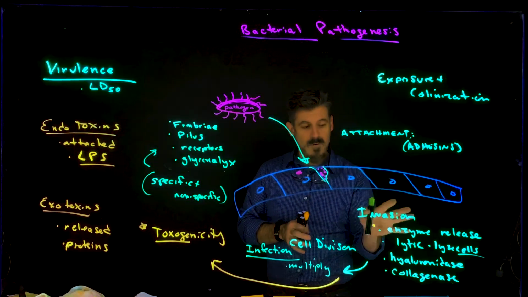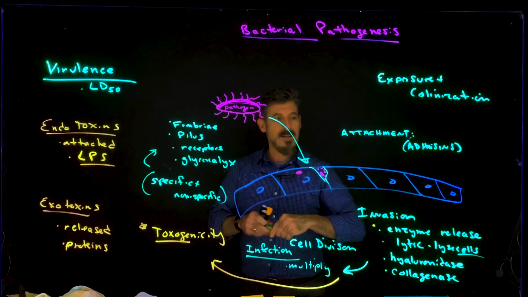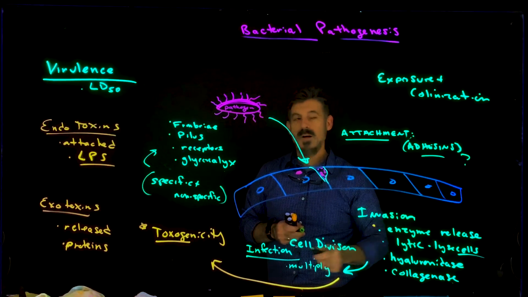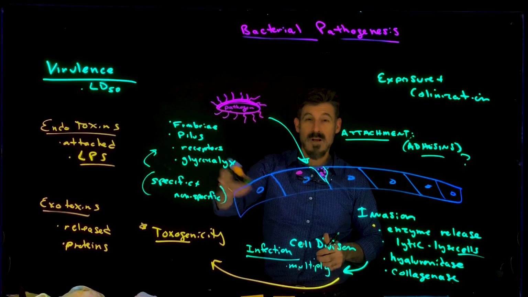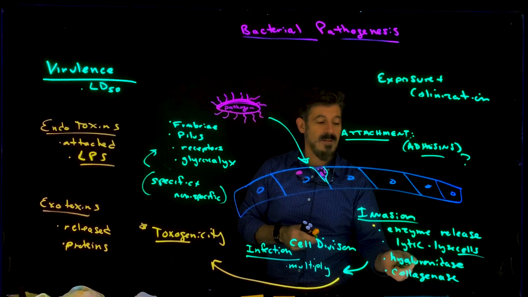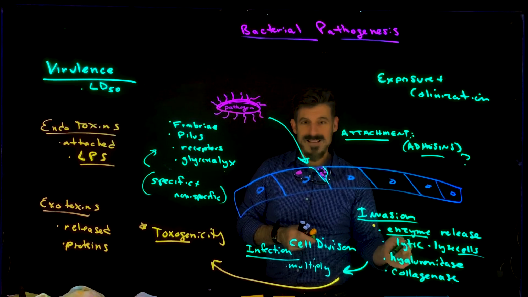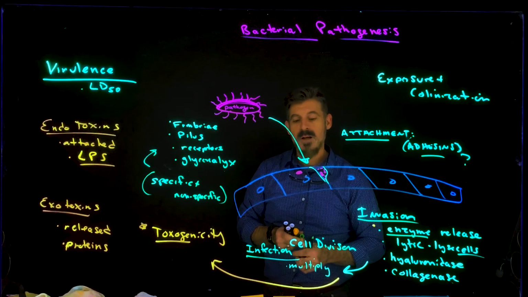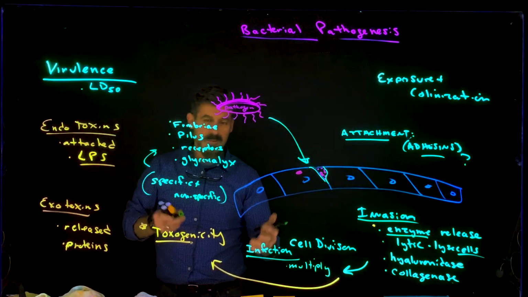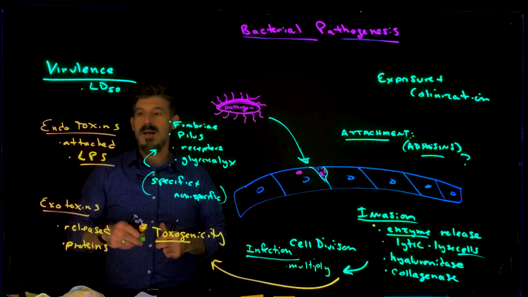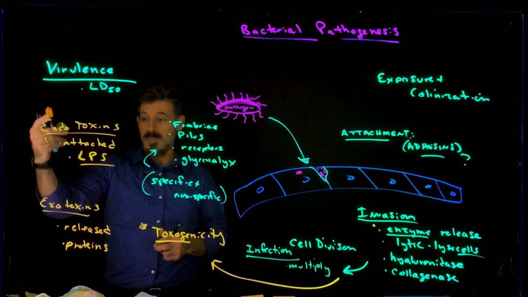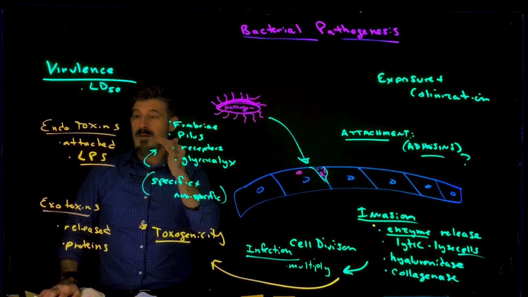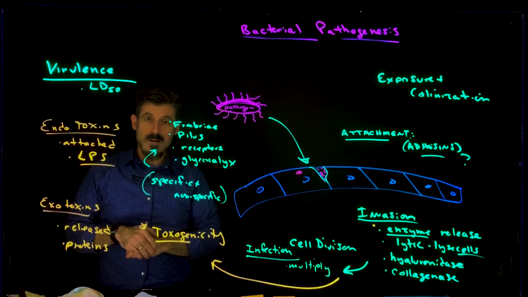So just review this process. Make sure you can break it down into attachment: how they attach, what structures are being used, what chemicals are being used for attachment. Then the invasion. Enzyme release: what are some examples of the main enzymes that might be released to get into the cells and the tissues. Infection, the multiplication, we've already covered that quite a bit. And then the next thing is the toxigenicity. Make sure you can list and identify the characteristics of the different types of endotoxins and exotoxins.